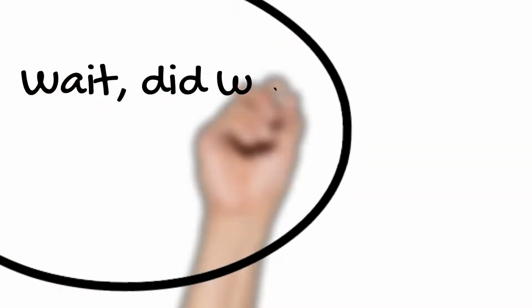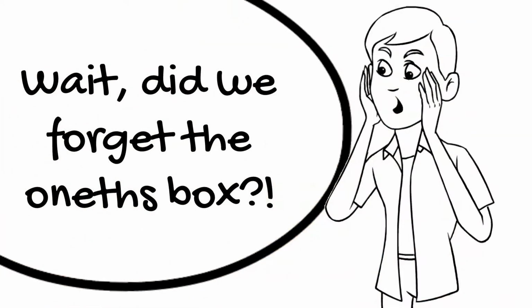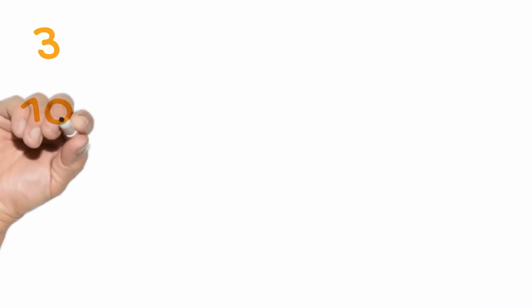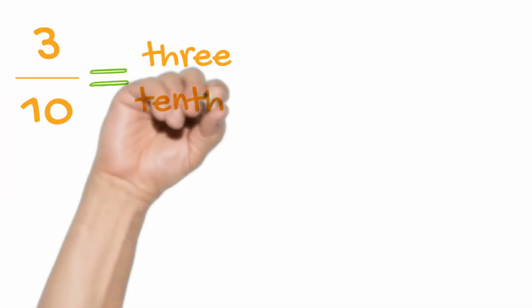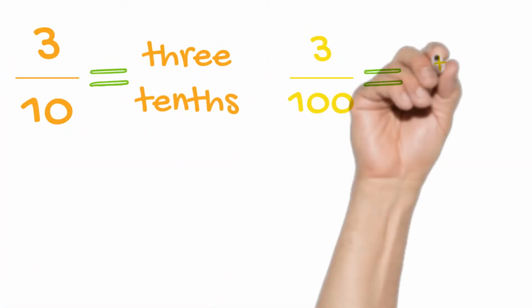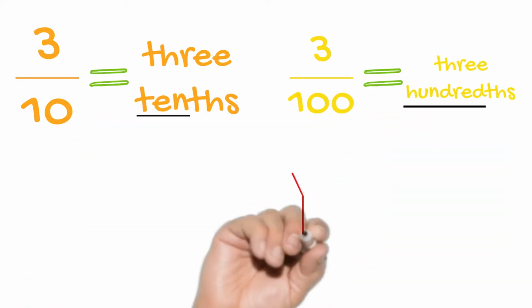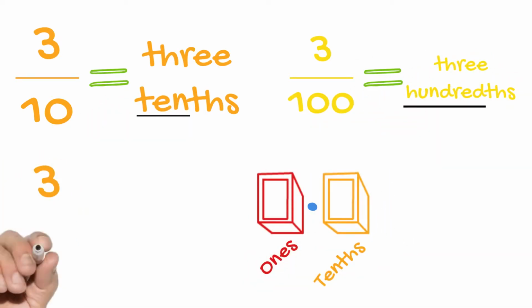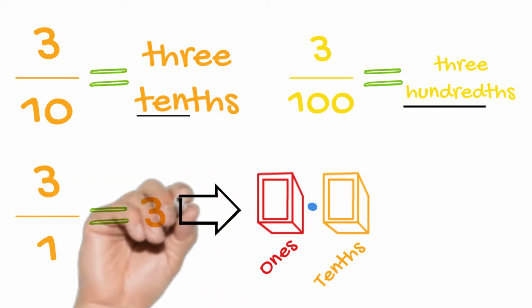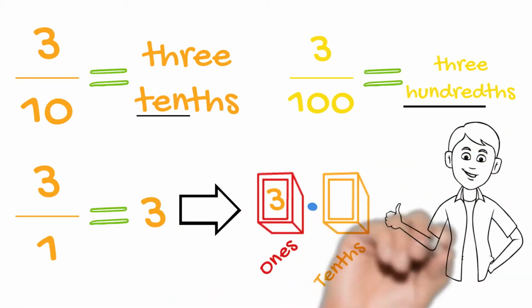You may be wondering why there's no oneths box to the right of the decimal. If you look at our fractions above, you'll notice the place names to the right of the decimal are related to the denominator of our fractions. If you divide by 1, you get a whole number. Whole numbers live to the left of the decimal, so there would be nothing to put in a oneths box.